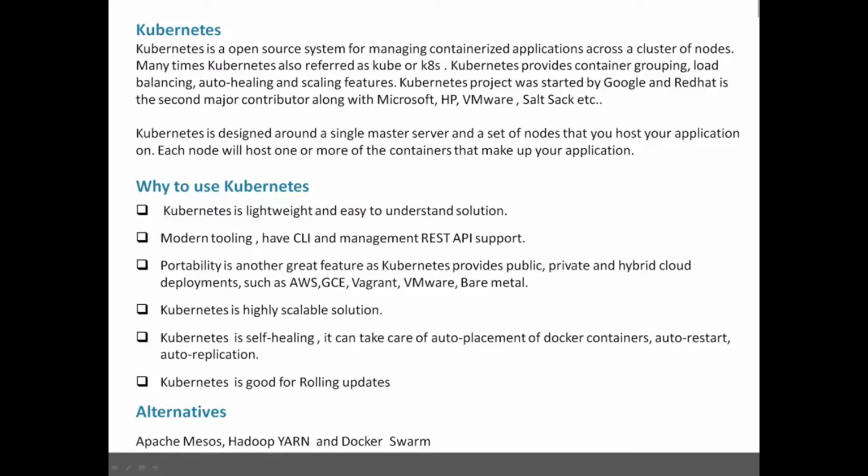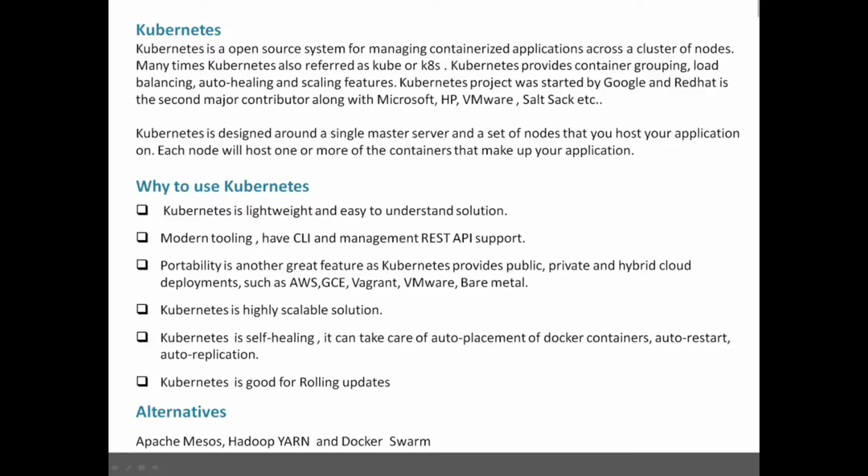Portability is another great feature because Kubernetes provides public, private, and hybrid cloud deployments, such as you can deploy Kubernetes on Amazon Cloud, Google Compute Engine, locally on Vagrant, VMware, or on physical servers. Next thing, Kubernetes is a highly scalable solution. Basically, you can easily scale it up or scale it down. So that's something about Kubernetes.